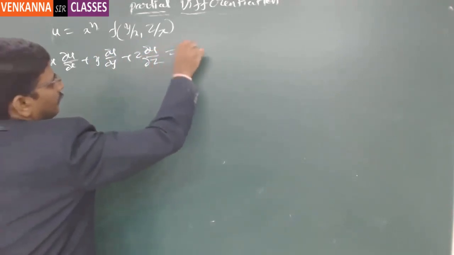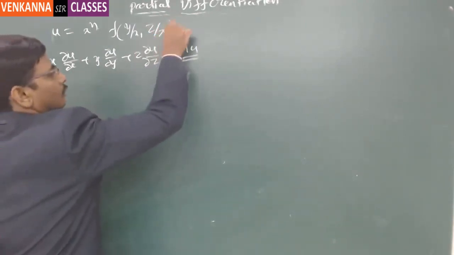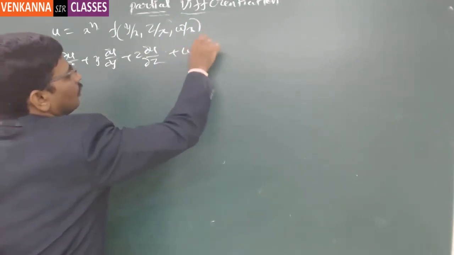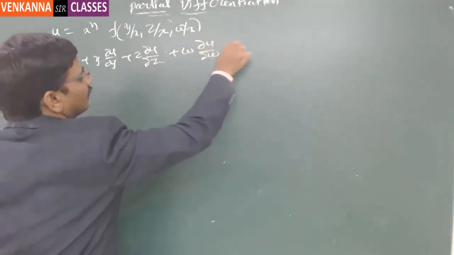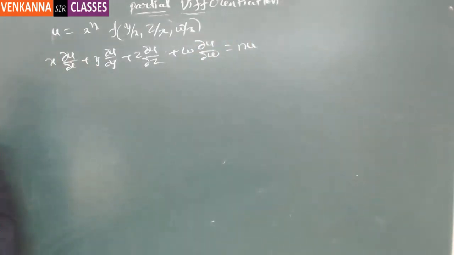which is again n u. So this principle applies. Even if you have one more variable, let us say w/x, then w ∂u/∂w is again equal to n u. So this can be extended to any number of variables. This is the beauty of this. Now note down one problem based on this.